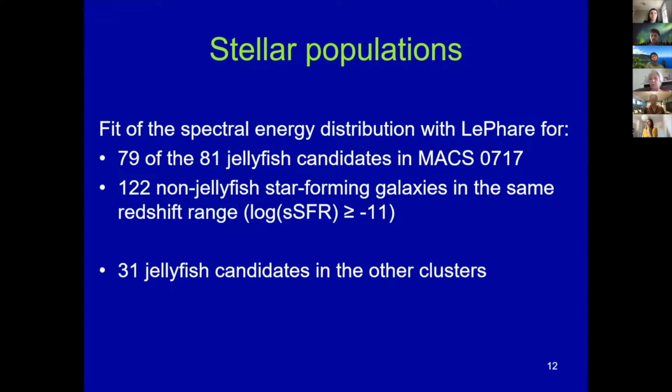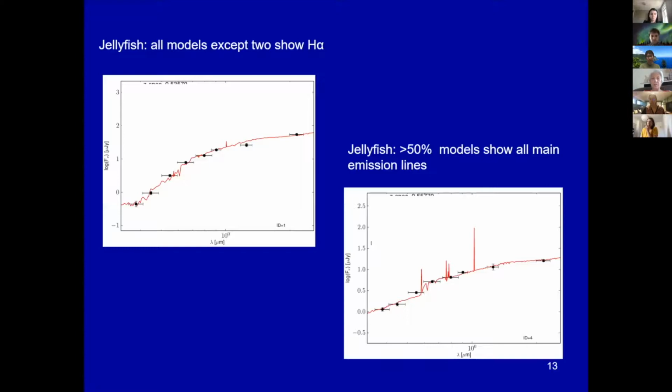So by star-forming, I just mean that they have specific star formation larger than the usual value that separates star-forming from non-star-forming galaxies, which is the log of the specific star formation rate larger than -11. And in the other clusters, we have 31 jellyfish candidates, as I said. So this is typically the models that are fit when we have 8 magnitudes, as for MACS J0717.